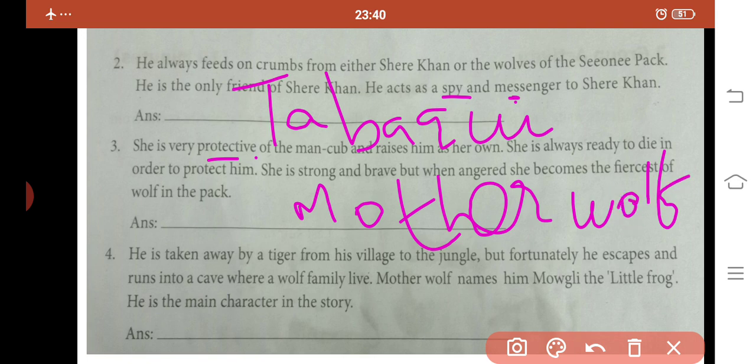Fourth question. He is taken away by a tiger from his village to the jungle. But fortunately, he escapes and runs into a cave where a wolf family lives. Mother wolf names him Mowgli, the little frog. He is the main character in the story. Who is the main character in this story? Yes, Mowgli, the little frog. Okay. Who is the main villain? Sher Khan is the main villain of this book.